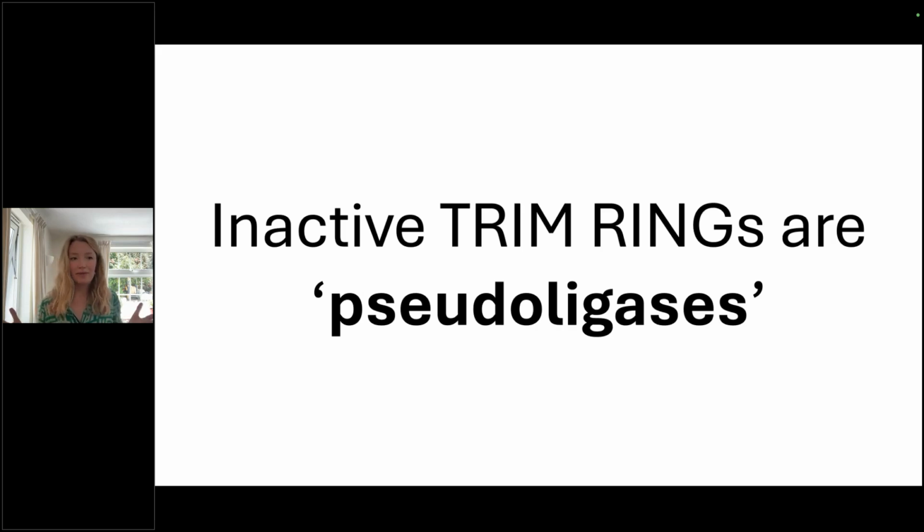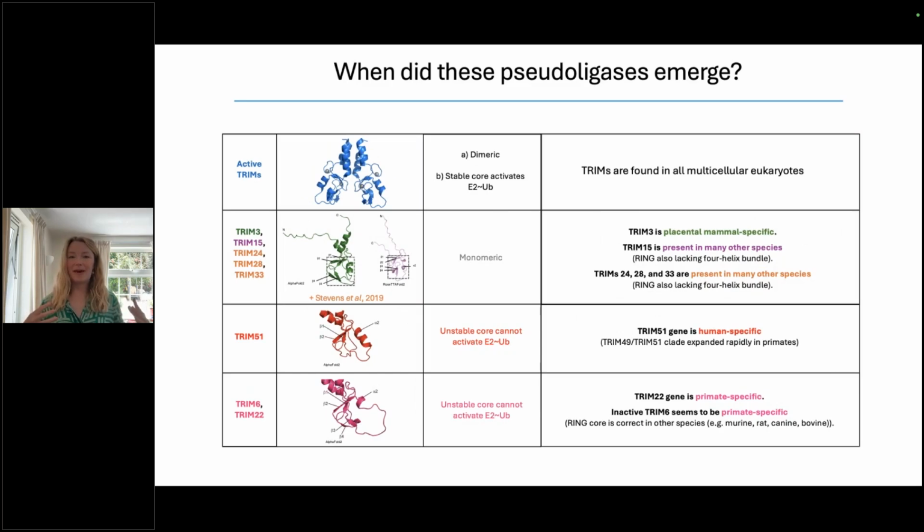And so this is what we've got here. This is exactly the same. We've got these proteins that look just like the active enzymes, but they have these key mutations that mean that they can't catalyze ubiquitination. So I call them pseudoligases. And I thought it'd be quite fun today to take a step back and think about what it is that these pseudoligases are doing. So we found them, and now we need to understand what it is that they actually do.